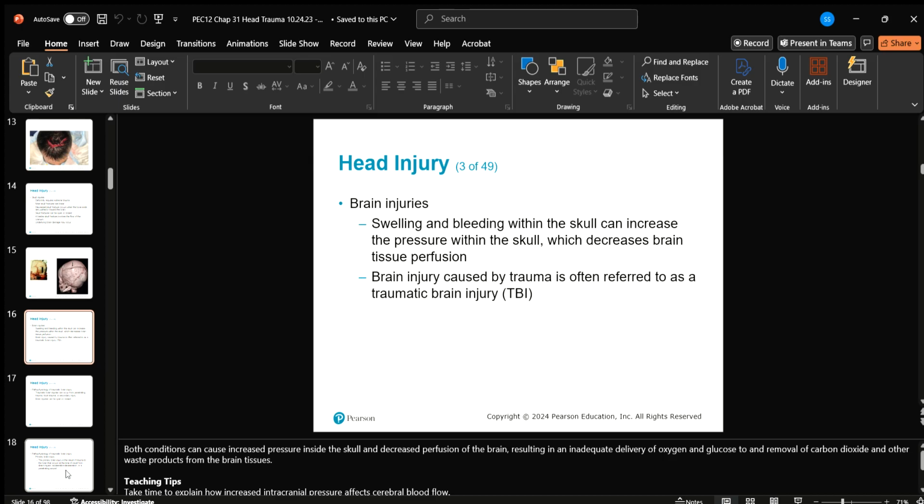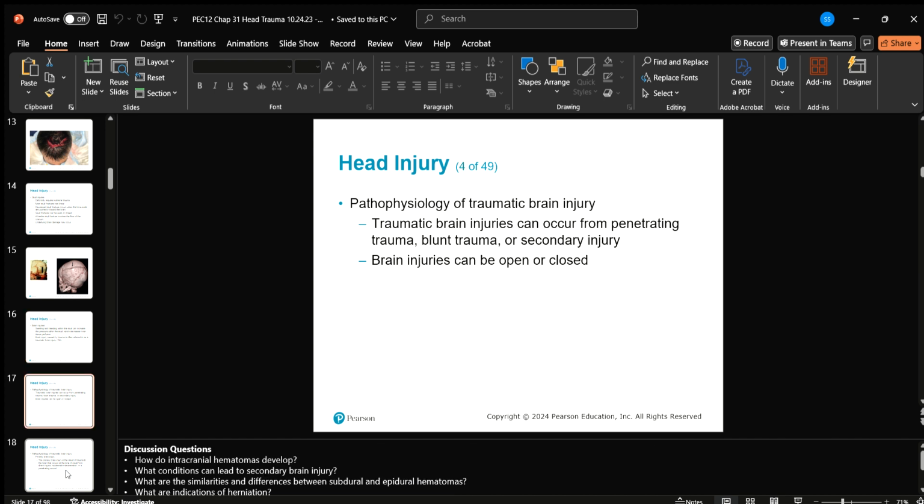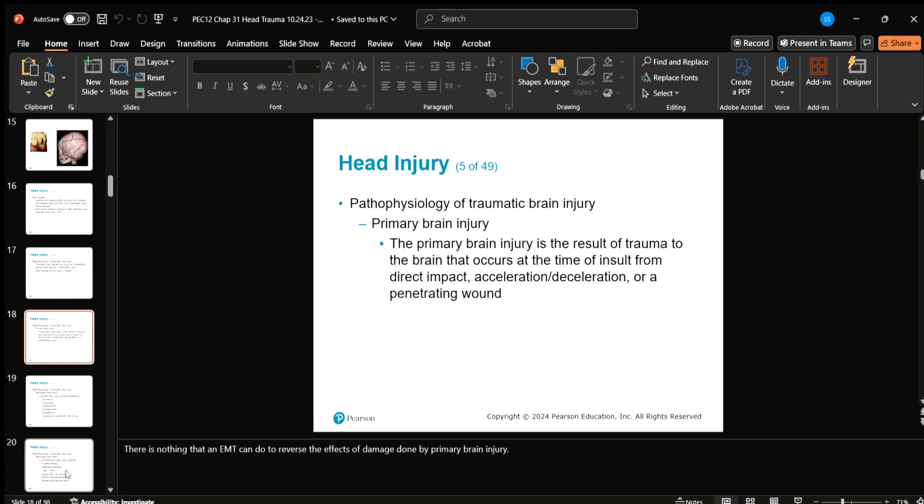Brain injuries caused by trauma are typically called TBIs, traumatic brain injuries. Unfortunately, during my service in the military, I've sustained quite a few of these getting blown up. They are not pleasant. All right. Traumatic brain injuries can occur from penetrating trauma, blunt trauma, or a secondary injury. They can be open or closed. All right.